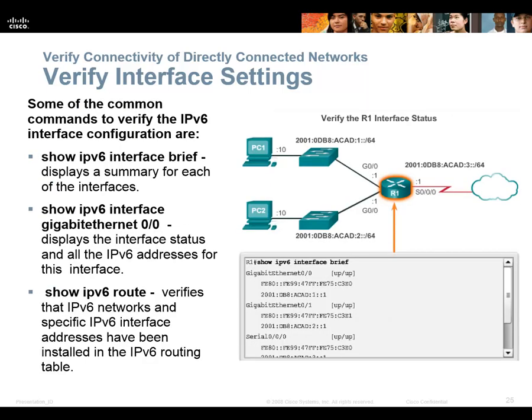So we can do these same commands with IPv6. Show IPv6 interface brief is going to show a summary of IPv6. Show IPv6 interface, in this case GigabitEthernet 0/0, is going to show specifically IPv6 information on that interface. And show IPv6 route is going to show that I have IPv6 routing.